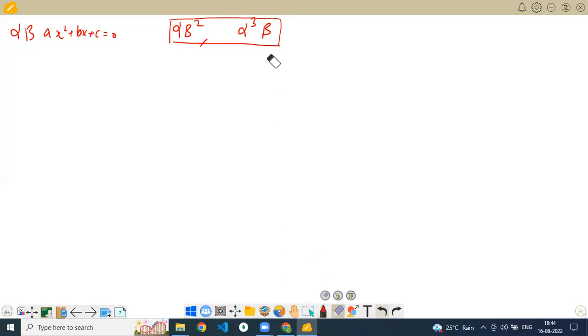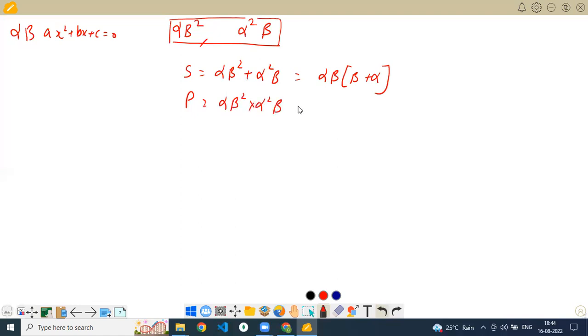Maybe I'll make this expression more useful: alpha square beta. So now the sum is simply alpha beta square plus alpha square beta, which is alpha beta common, beta plus alpha. And the product will be alpha beta square multiplied by alpha square beta, which is simply alpha beta whole cube. And I can simply find out, this will be c by a and minus b by a, and this will be c by a whole cube.